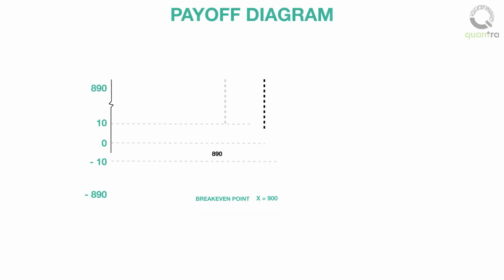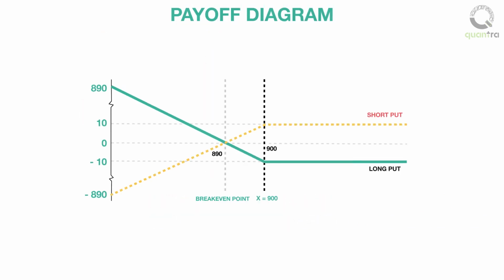Now analyze the payoff diagram of the long put and the short put. Here, one important thing to note is that the put buyer has an opportunity to make huge profits, as the price of the stock can theoretically fall to 0 rupees, but the put seller has his profit limited at 10 rupees.